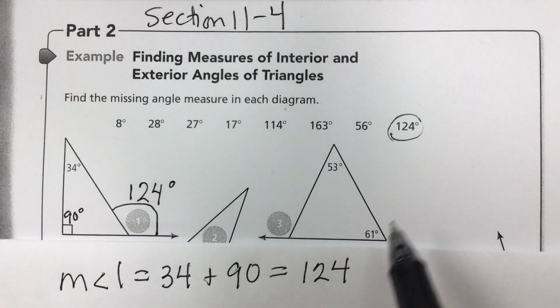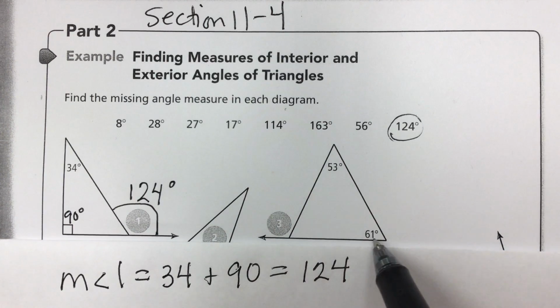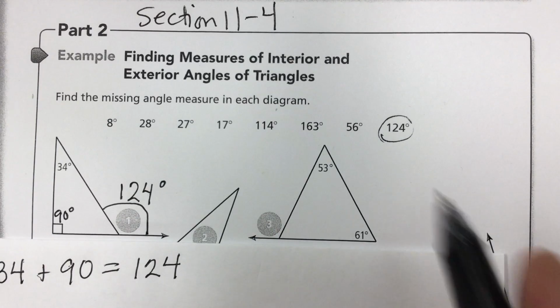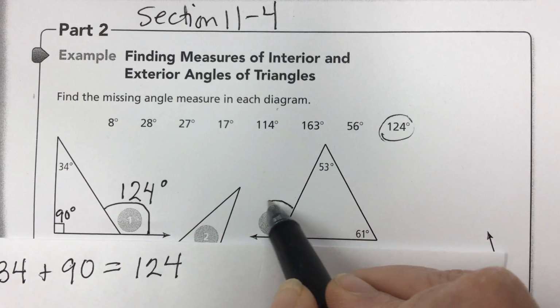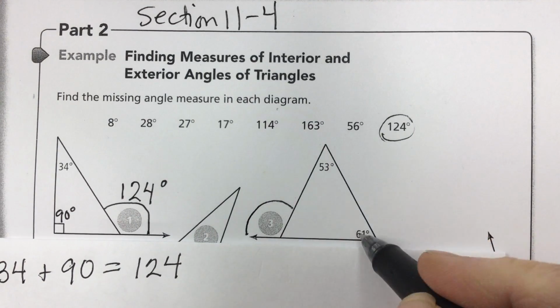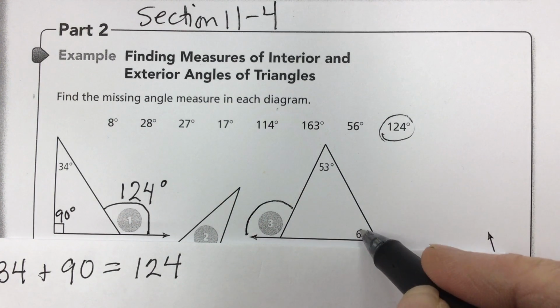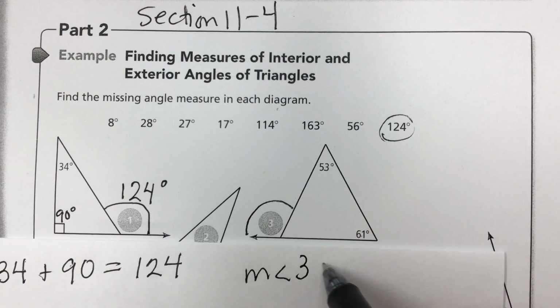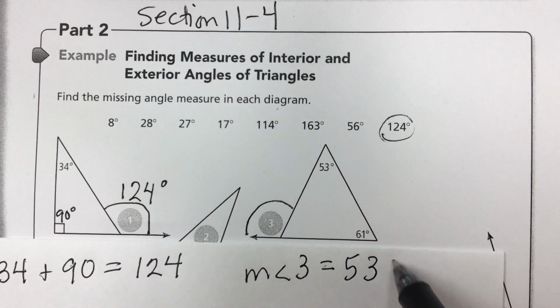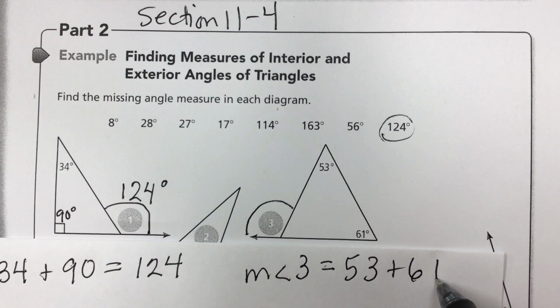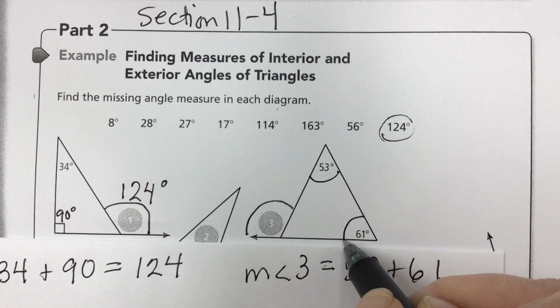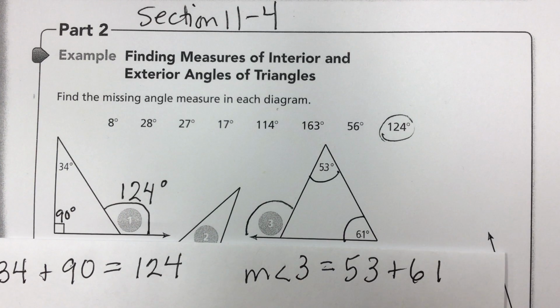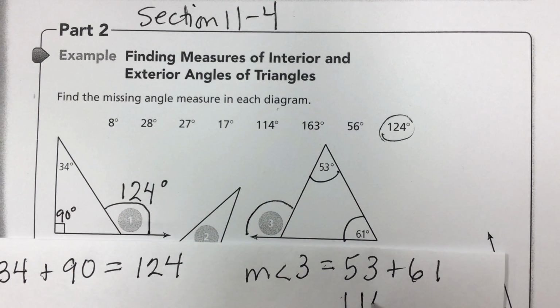Now let's look at the next triangle here. I'm going to use this one, okay? I'm trying to find the exterior angle. These two angles together add up to the measure of the exterior angle. So the measure of angle 3 is equal to 53 plus 61. If you add those together, you get 114.